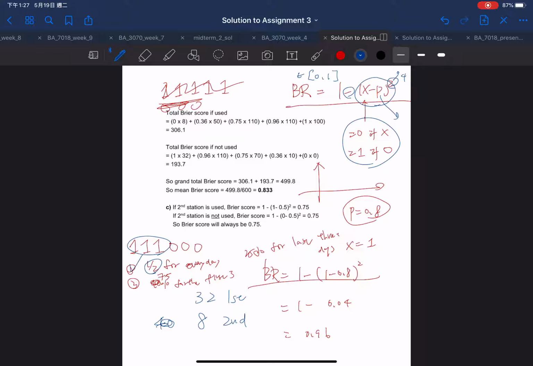Okay. And then what you basically do is you assume that they were... actually, now that I think about it, it's not really the same technique anymore, because when you calculate the bias score, you don't care about the order, right? You only care about what happened in those 40 days. So out of those 40 days, there are 8 days that the second station was used.